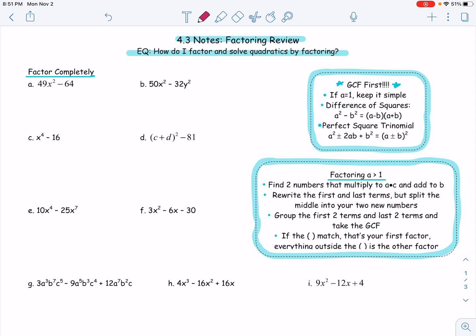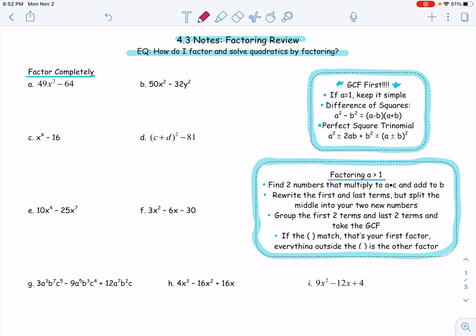If A is equal to 1, so if it's in that standard form and A is equal to 1, keep it simple. You guys know this. Maybe you used X factor or whatever, but essentially you're finding the product of A and C. And if A is always 1, then it's just C. And you want to find factors of that number that add up to that middle term, which is B. Remember, it's the same thing when A is not 1. That's what we had some practice on last week. And so we'll review that.